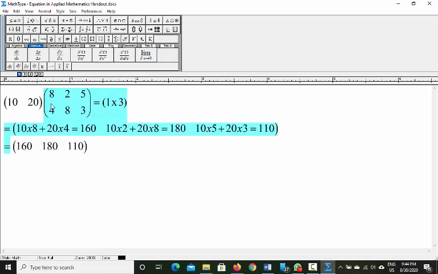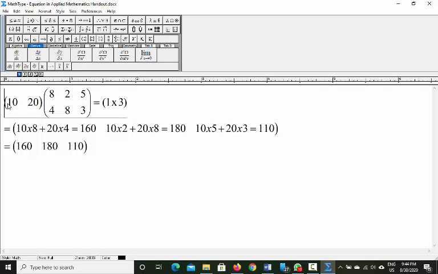This is the column for beef. This is the column for pork, and this is the column for lamb. I'm repeating again. This is the column for beef, this is the column for pork, and this is the column for lamb.